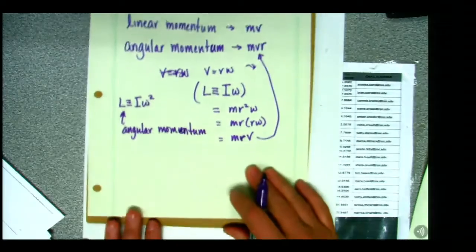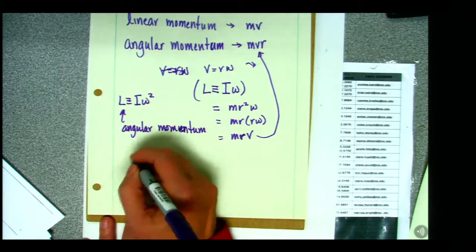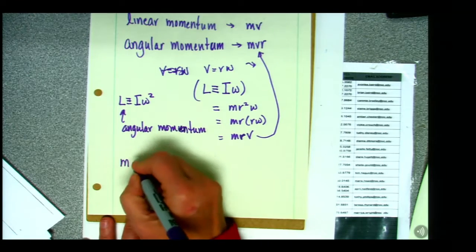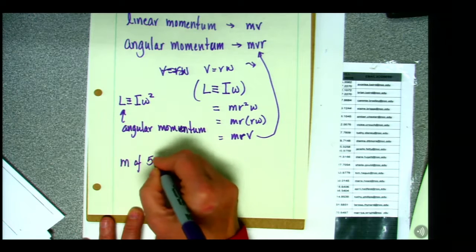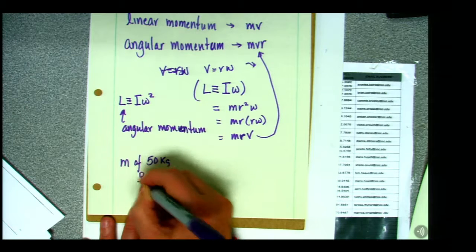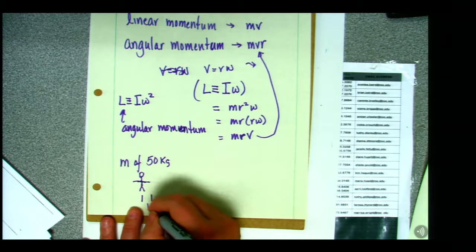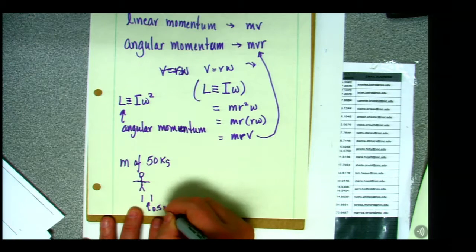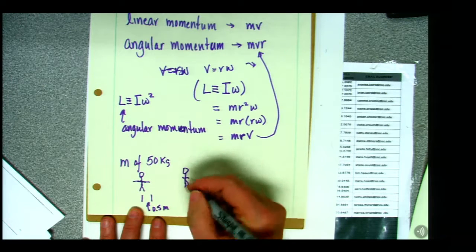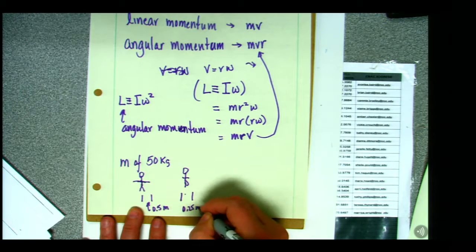So we can look at our figure skater. So we've gone from there to there to there. So let's look at our figure skater. If I have a figure skater that has a mass of 50 kilograms, and we're going to do the skating where the arms are out, and so the effective radius here is 0.5 meters, and then we're going to look at when they're all scrunched up, and the effective radius is 0.25 meters.